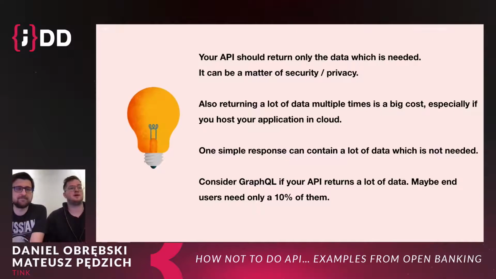So basically your API should return only the data which is needed. It can be a matter of security and privacy. We don't want to touch data we don't need to. Also, returning a lot of data multiple times is a big cost, especially if you host the application in the cloud. One simple response can contain a lot of data which is not needed. Consider maybe GraphQL in your API. If your API returns a lot of data, maybe give the user access to choose what to get, because maybe the user needs only 10% of all the data.